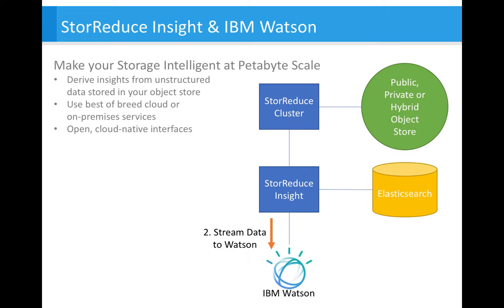In this demo, we're going to use the IBM Watson Tone Analyzer API, which analyzes the emotional content of documents and tells you if the document is joyous, sad, or angry in tone. As an aside, StorReduce Insight can send the data to any system that can analyze the data and derive some knowledge from it. This demo is about IBM Watson. However, you can use any service you select to get benefit out of your data with StorReduce Insight.